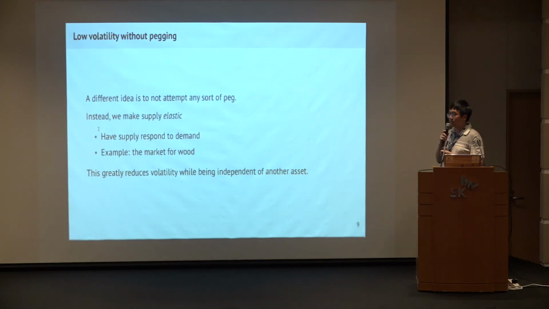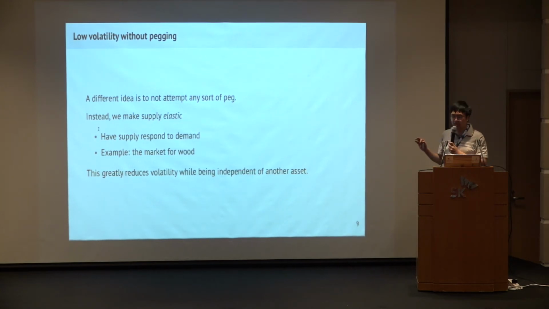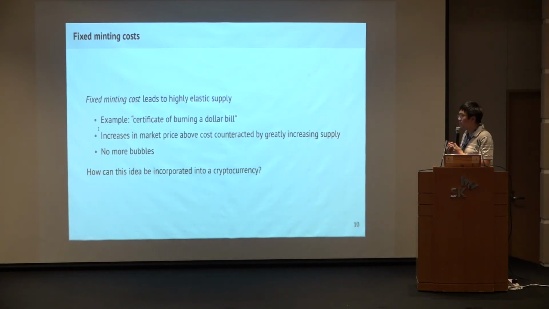So our approach is to just be a little less ambitious. We don't really need a completely stable peg. We just need it to be like gold or wood, to have an elastic supply so that supply would respond to demand, instead of going up and down crazily every time the demand changes. So this would reduce volatility a lot without tying ourselves to another asset. Our general approach is based on fixed minting cost. So essentially, we want to make the cost of creating a coin stable. This is similar to a commodity currency where the cost of mining a gold nugget out of the ground is stable, and that sort of backs the price of gold. So this means that increases in market price over cost will be counteracted by greatly increasing supply, and this will deflate any bubbles that form.